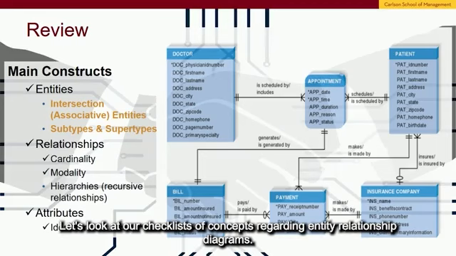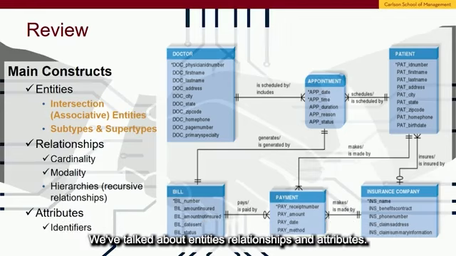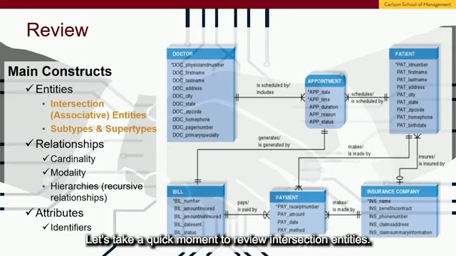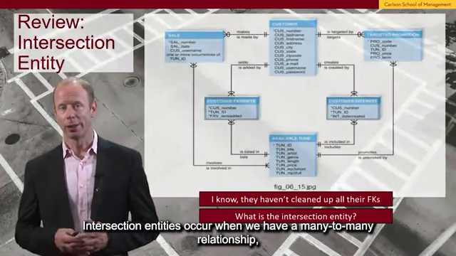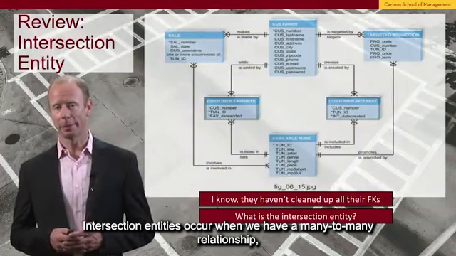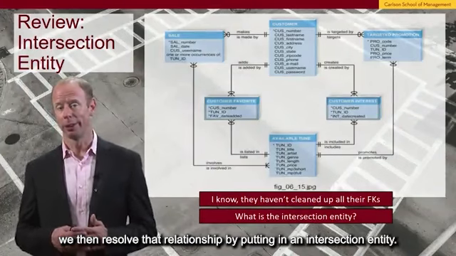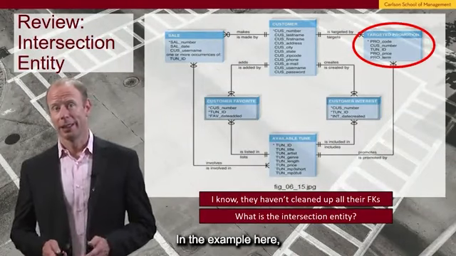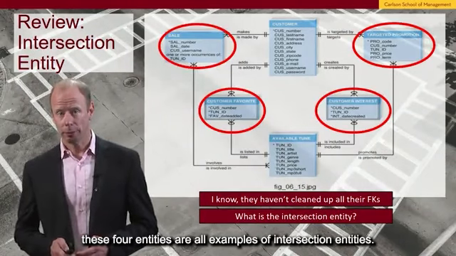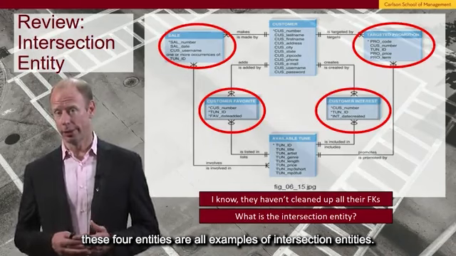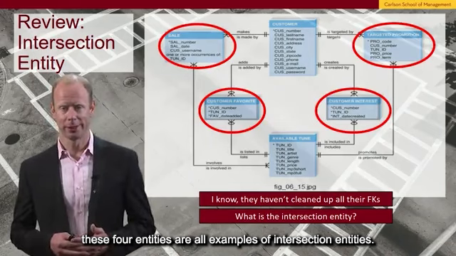Let's look at our checklist of concepts regarding entity relationship diagrams. We've talked about entities, relationships, and attributes. Let's take a quick moment to review intersection entities. Intersection entities occur when we have a many-to-many relationship. We then resolve that relationship by putting in an intersection entity. In the example here, these 4 entities are all examples of intersection entities.